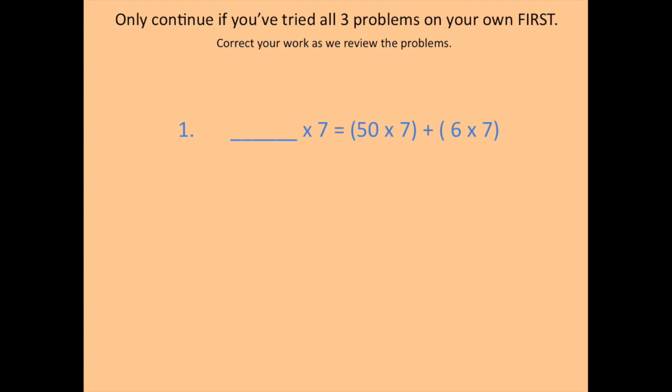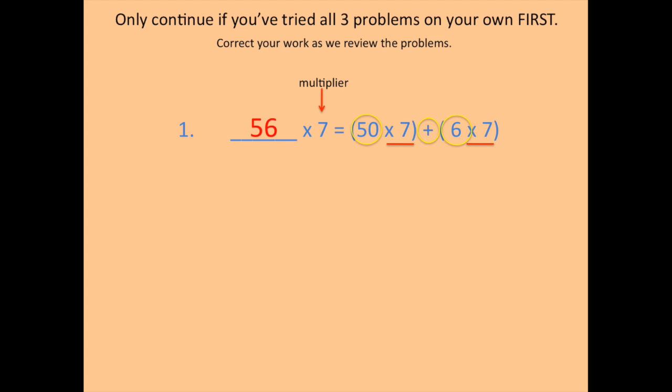Let's take a look at the first problem. A number times 7 equals 50 times 7 plus 6 times 7. First, I can identify that 7 is my multiplier. I know this because 7 is being multiplied by 2 terms here. I'm multiplying 50 groups of 7 plus 6 groups of 7. So I have 56 groups of 7 altogether.